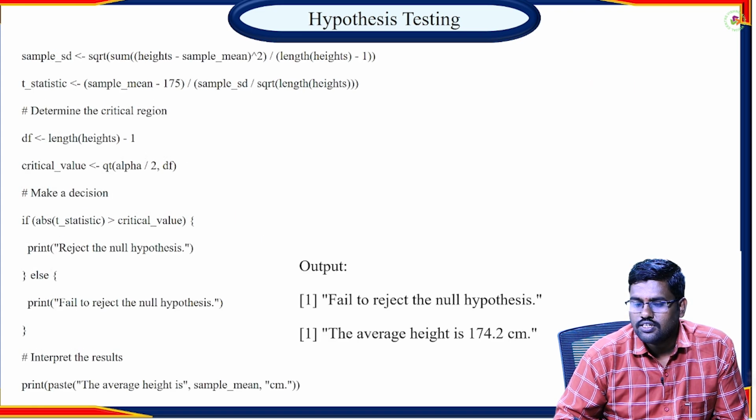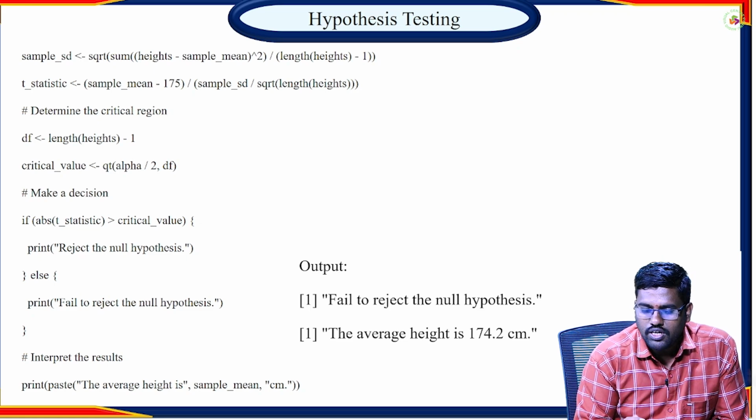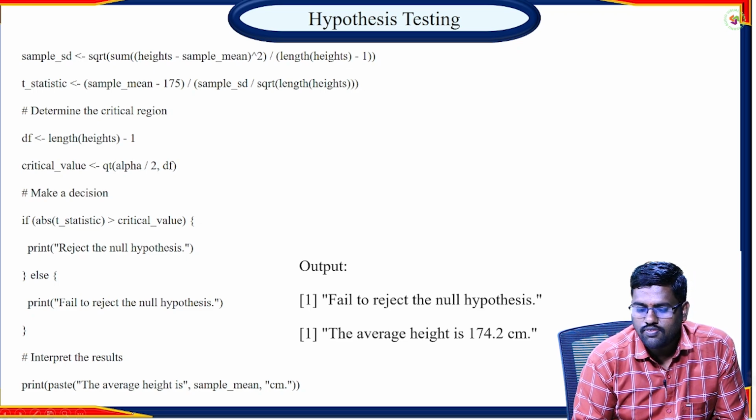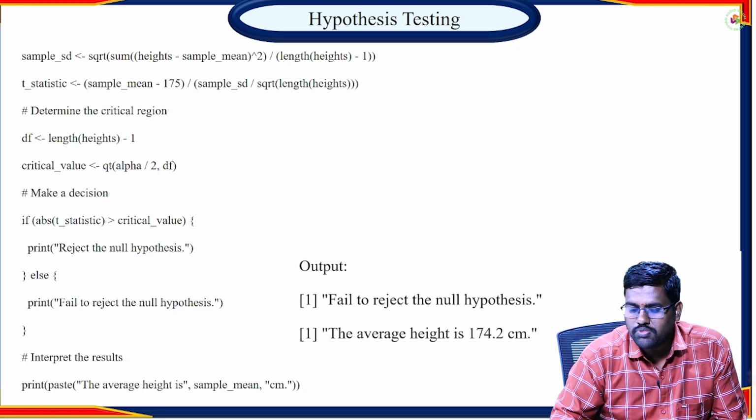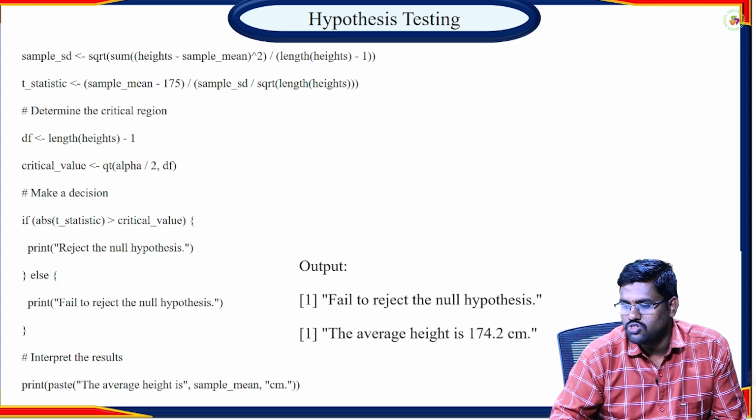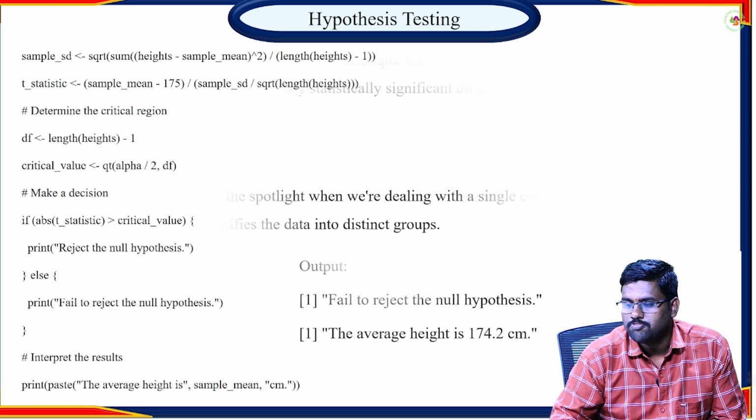After that, we are calculating the sample standard deviation. Finally, the difference is in whether it checks this condition: absolute value of T statistic is greater than critical value. If that condition is satisfied, it will display reject the null hypothesis. If the value is not changed, it will display the null hypothesis. If the value is changed, it displays that the value is changed. So that is about the changing thing.